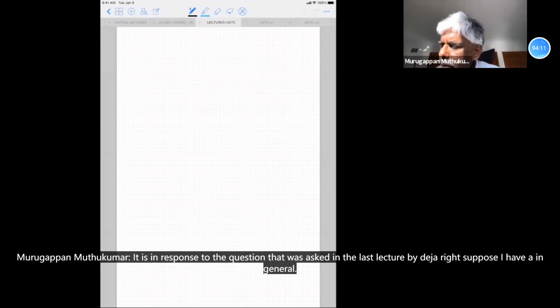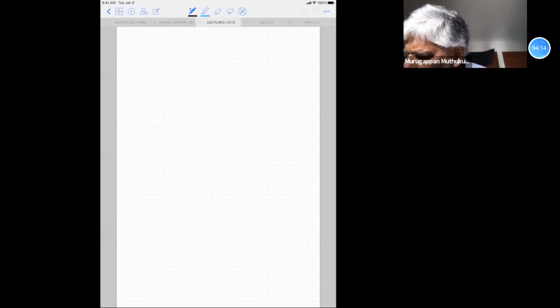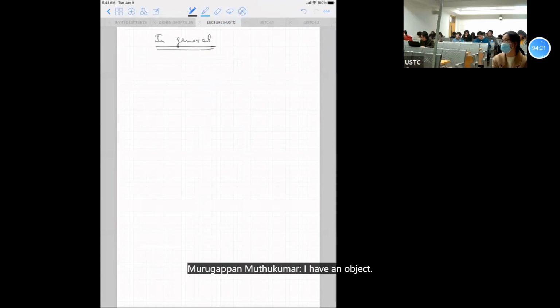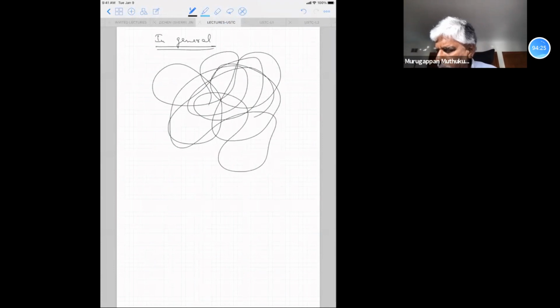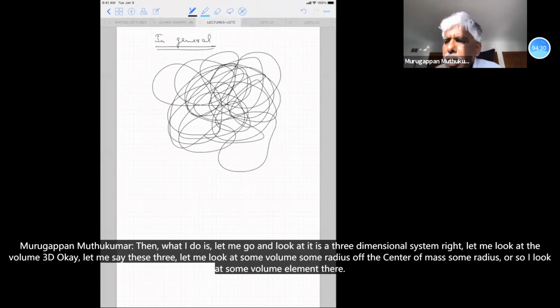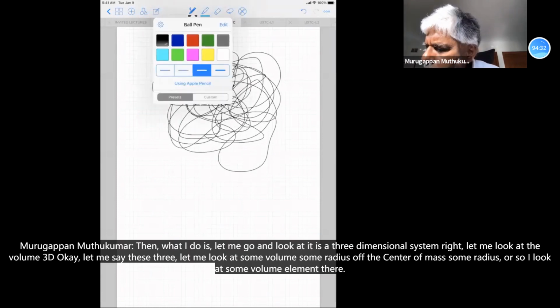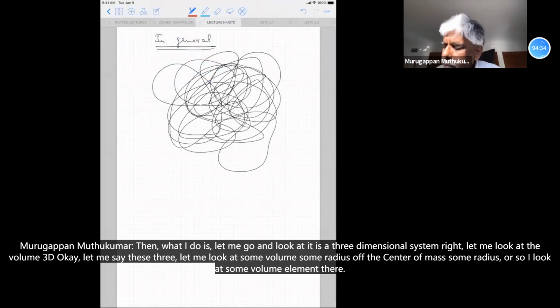Suppose I have in general an object like that, right? Like that. Then what I do is, let me look at it. It is a 3-dimensional system, right? Let me look at a volume, 3D. Okay, let me say D is equal to 3. Let me look at some volume, at radius R. This is the center of mass, some radius R.